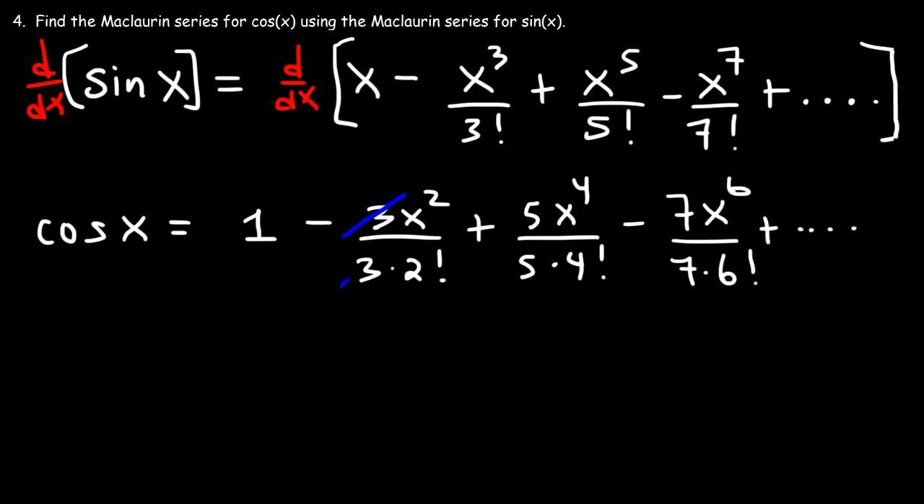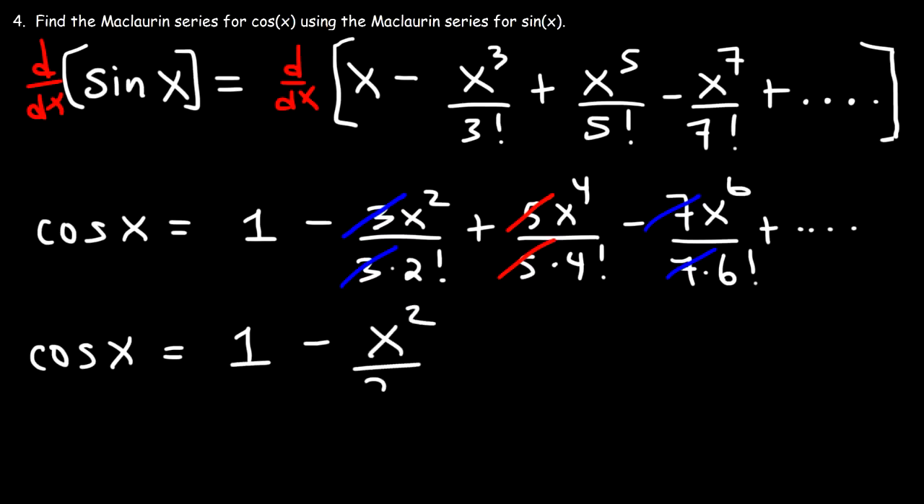Now, let's cancel the 3. We could cancel the 5. And let's cancel the 7. So we're left with cosine x is 1 minus x squared divided by 2 factorial plus x to the 4th over 4 factorial minus x to the 6th divided by 6 factorial.